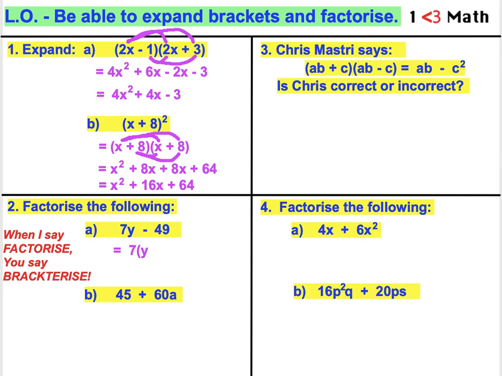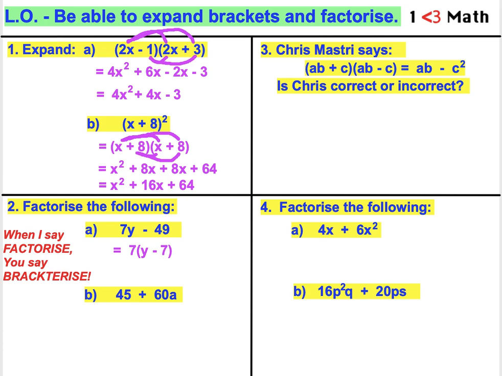For the second term, what are we multiplying 7 by to make it minus 49? Well, we're going to multiply it by minus 7. So if you expanded that bracket, you would have 7y minus 49. So factorising is going the other way to expansions. Now that's all you can do. That would be your final solution for question 2, part A.